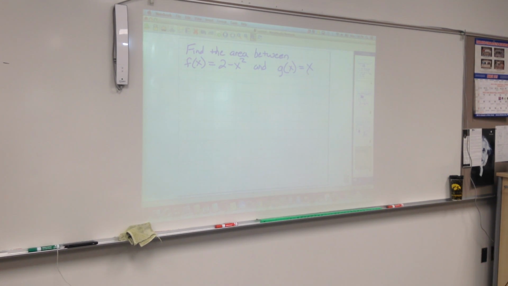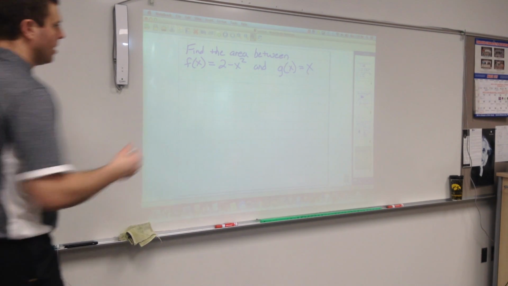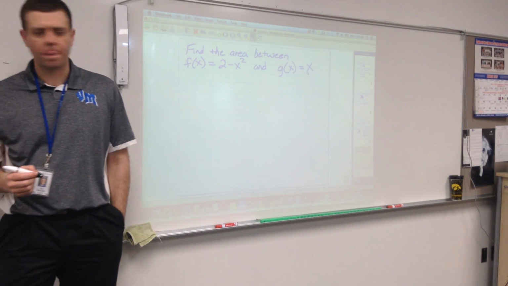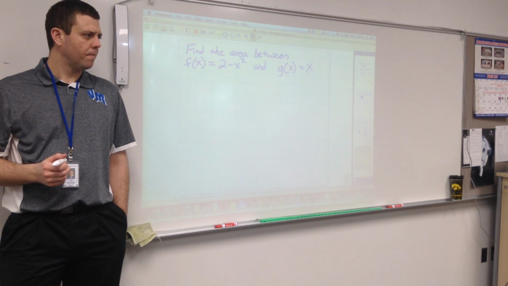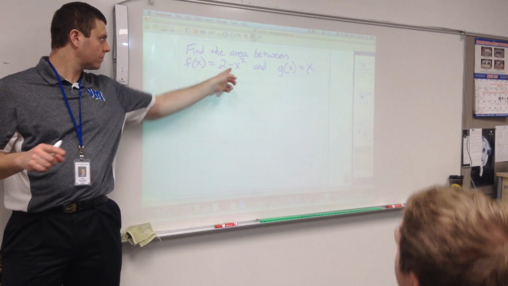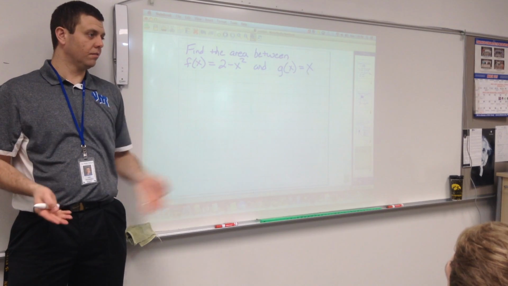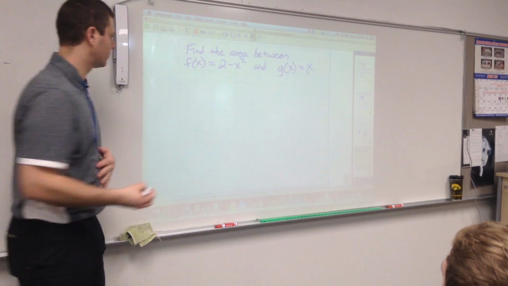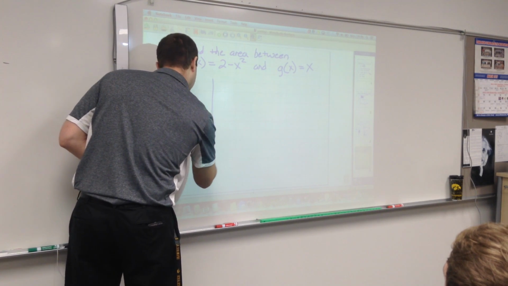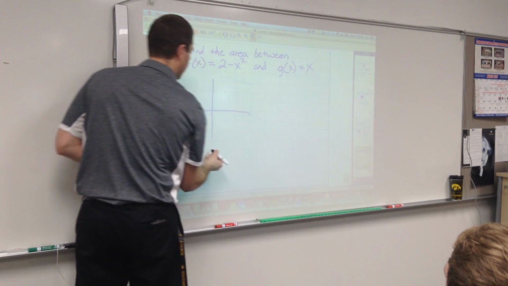All right, so thoughts? You draw it out. Yeah, definitely draw it out. Okay, f of x equals 2 minus x squared. What does that look like? So it's basically x squared minus 2, so negative x squared. Upside down parabola, and then it's been shifted up two units. I'll try and be a little more particular here on this one.